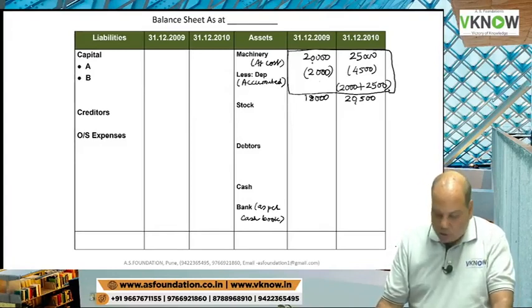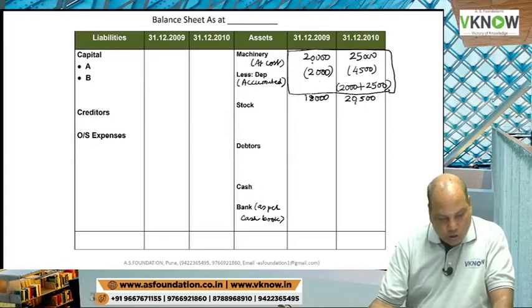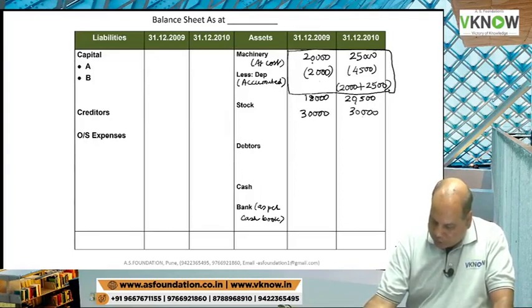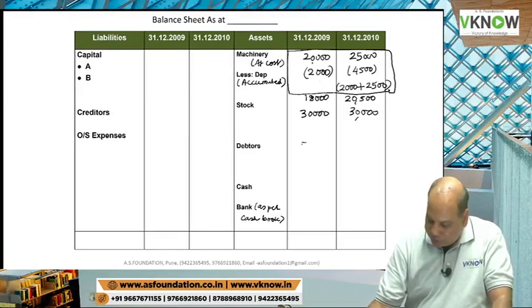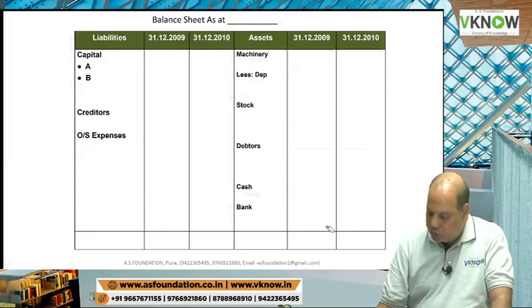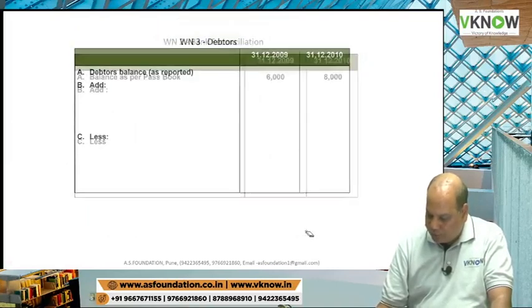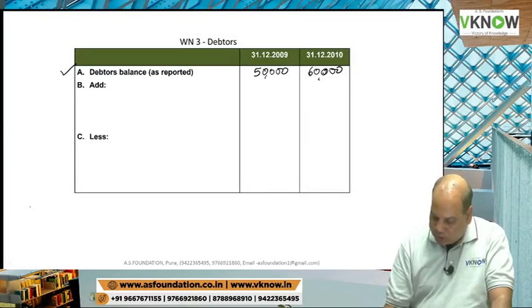Next item in the question is stock in trade. So stock, write down 30,000. Stock, write down second column 30,000. Debtors, write down in the first column 50,000 less goods sent on, or we have prepared a working note. Instead of writing here, why don't we go to working note on debtor? Working note 3, debtors reported 50,000, 60,000.